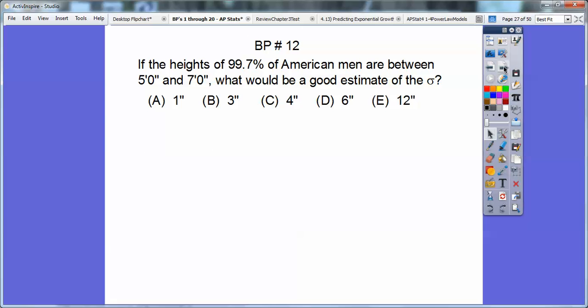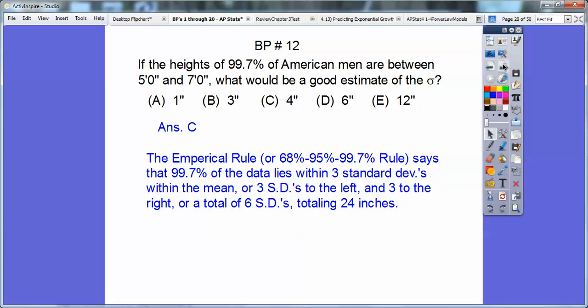All right, if the heights of 99.7% of American men are between 5 feet and 7 feet, what would be a good estimation of the standard deviation? Okay, this symbol means standard deviation, remember? The sigma symbol. Okay, well, since these are all in terms of inches, between 5 feet and 7 feet, that's 24 inches, you guys. And remember the 68, 95, 99.7 rule? It's called the Empirical Rule. Some books call it the 68, 95, 99.7 rule. It talks about 1 standard deviation, 2 standard deviations, and 3 standard deviations from the mean.